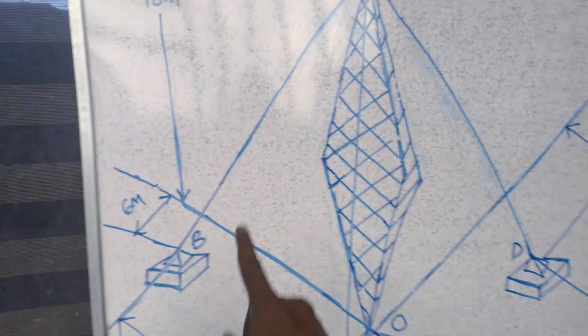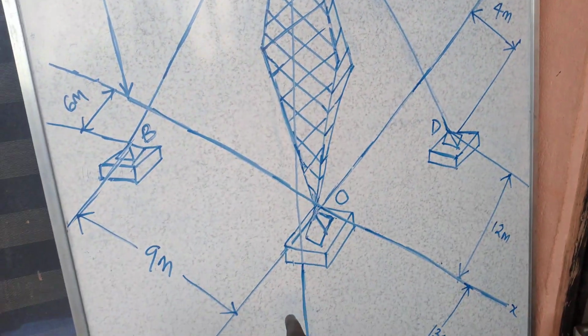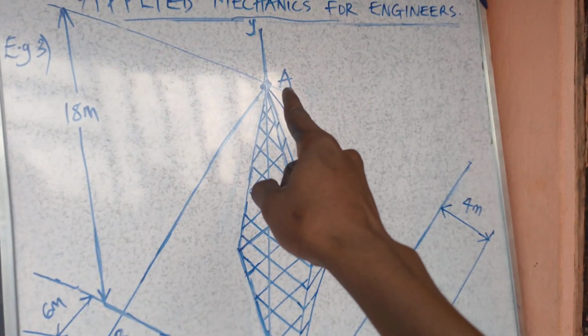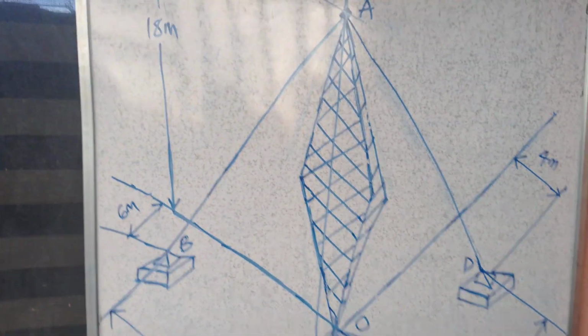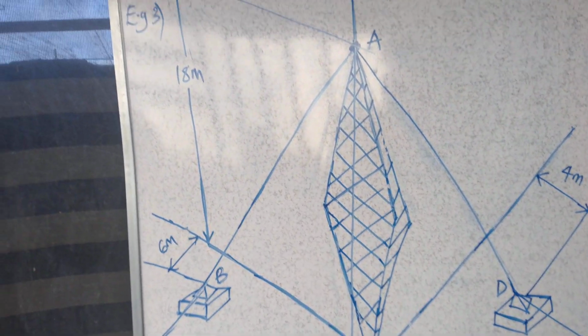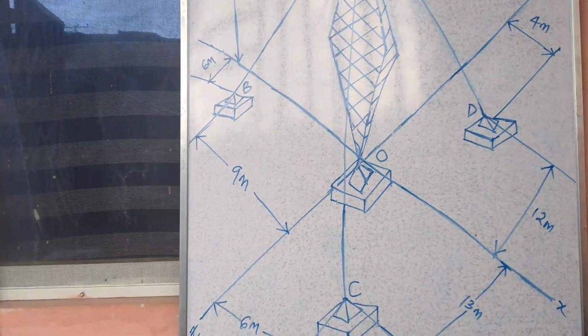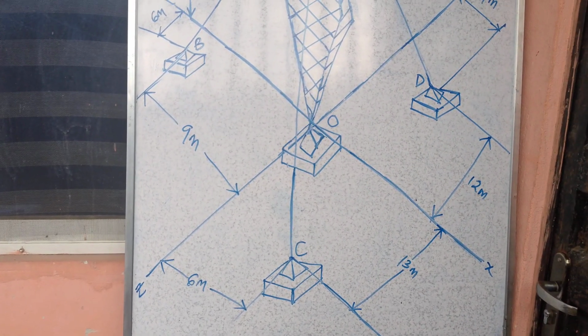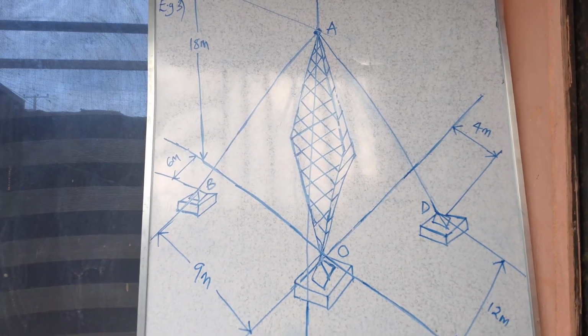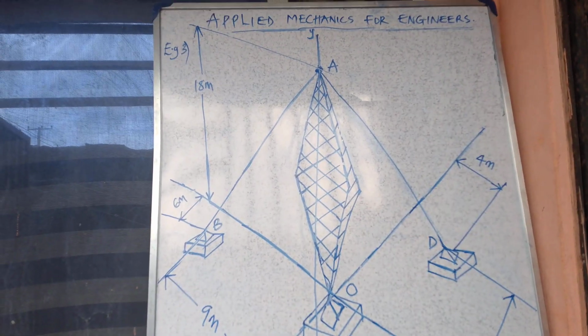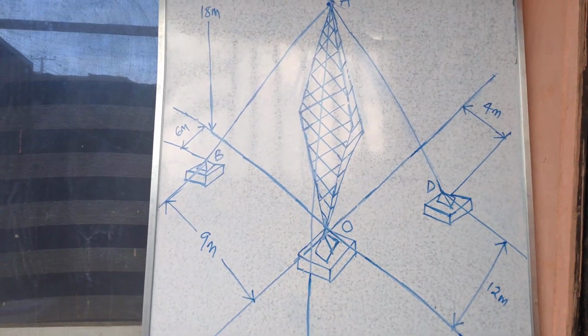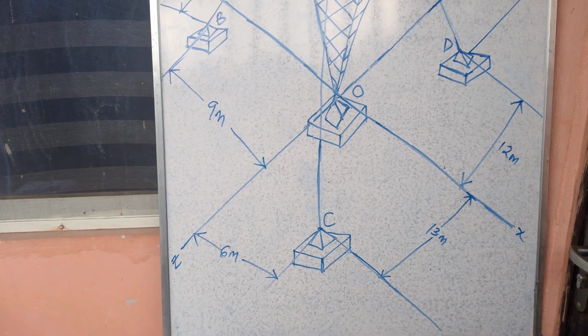It is anchored by 3 cables: cable AB, cable AC, and cable AD. So let's get a clearer view of this diagram.